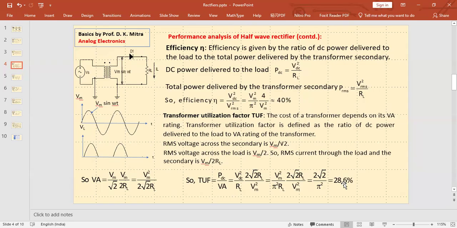So these are a few parameters of the performance analysis of the half wave rectifier. In our next lesson, we shall repeat the same analysis for the full wave rectifier and bridge rectifier. And then we shall compare these three rectifiers so far as their various performance characteristics are concerned. And then you will decide which one is good, which one is bad.